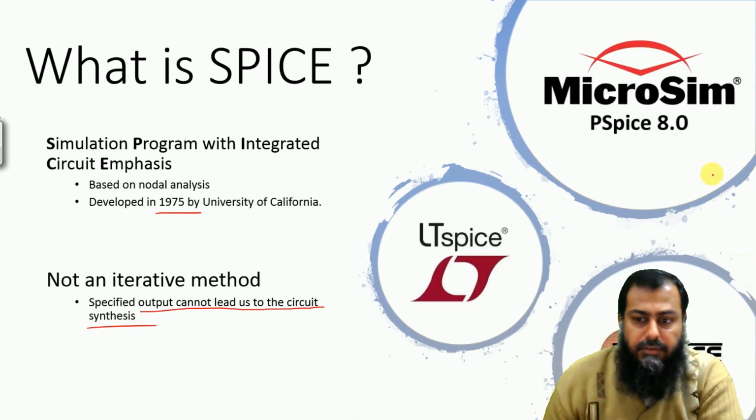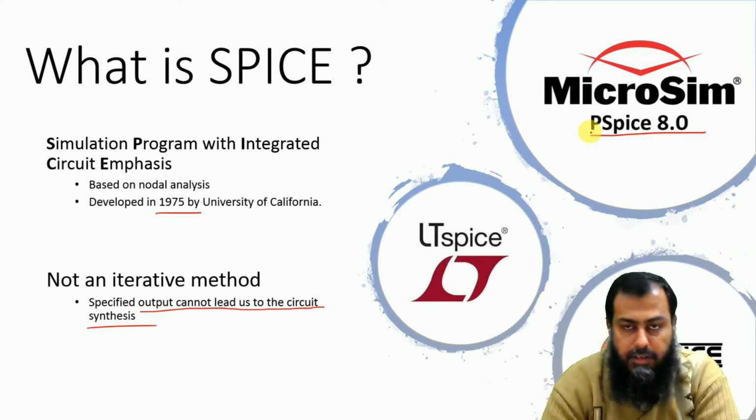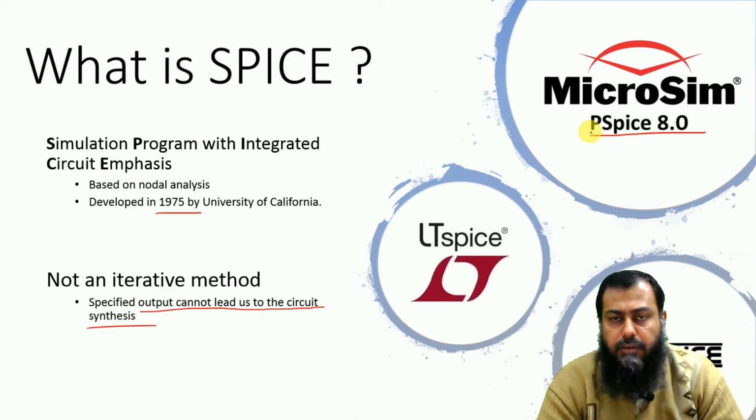So there are certain variants available. The one which is made by MicroSim, we call it PSpice. Its current version 8.0 is available. They have made a student variant as well, which is PSpice Student AD. The PSpice Student version is limited up to a few transistors, but that is quite sufficient to cater for the undergraduate degree program requirement.